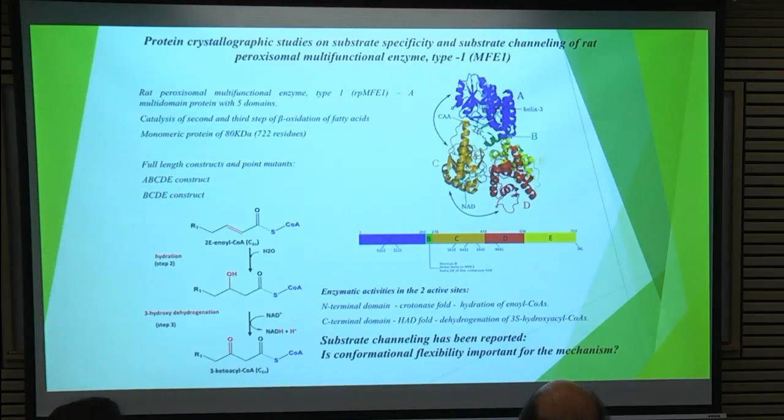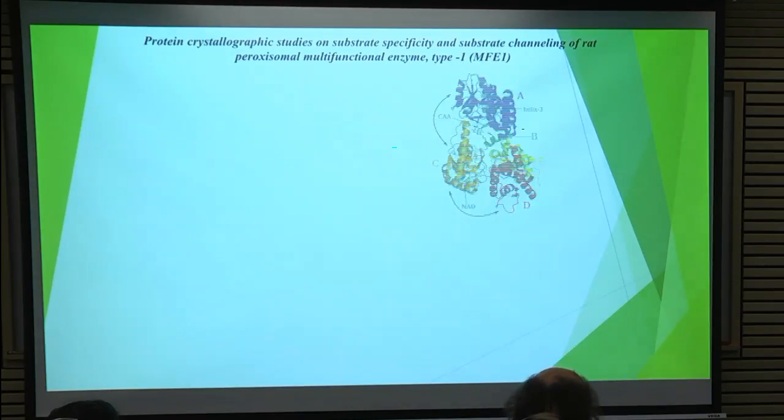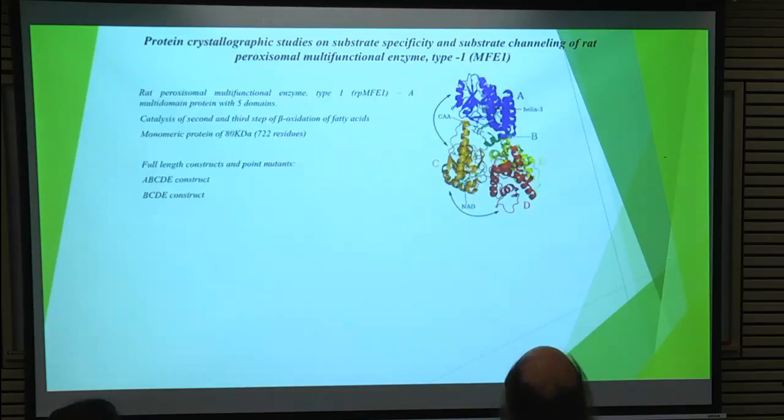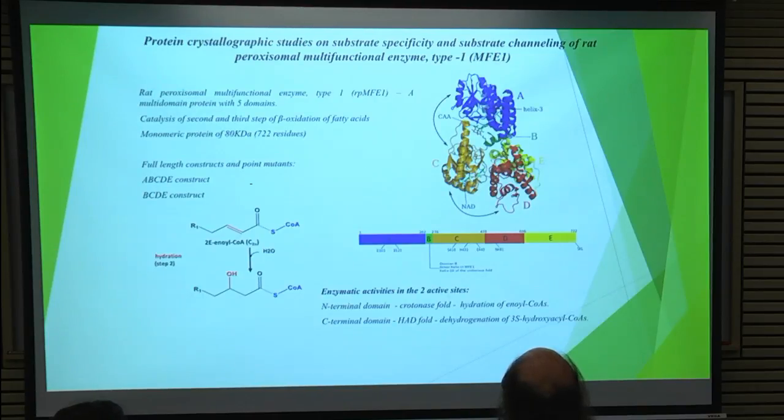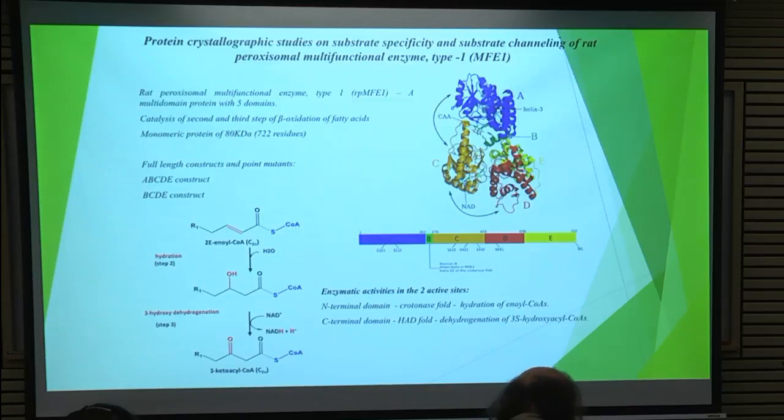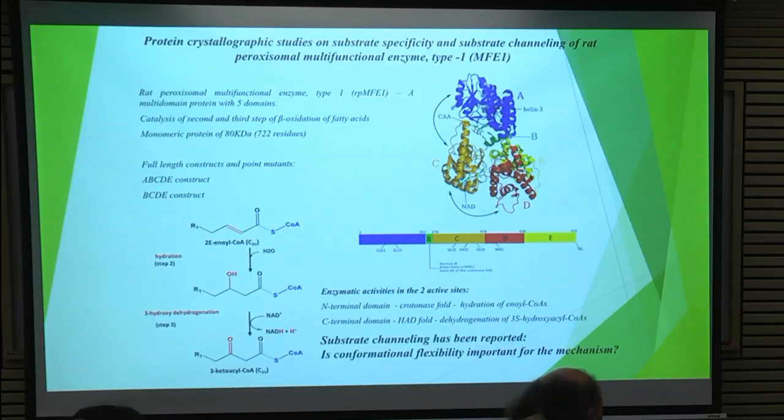The protein has 2 enzyme activities. The first enzyme active site, the N-terminal domain, is called the crotonase fold, which catalyzes the hydration of the enoyl CoAs. The second, the C-terminal domain, is called the HAD fold, which catalyzes the dehydrogenation of the 3-hydroxy CoAs. So the catalysis is where the 2-enoyl CoA is converted into 3-hydroxy in the crotonase fold, and then the 3-hydroxy is converted into 3-keto in the dehydrogenase fold.